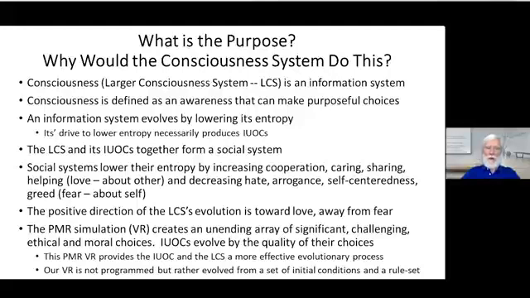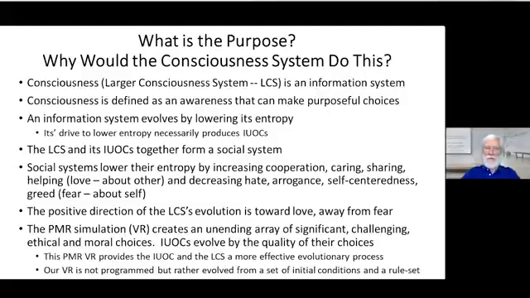Okay, so the positive direction of evolution. Remember, we said that information systems evolve by lowering their entropy. The positive direction of the larger conscious system's evolution and our evolution as IUOCs is toward love and away from fear. So if you're a system, you want to evolve in the positive direction. It's called evolution. If you evolve in the negative direction, that's called de-evolution, and you come apart. So it gets down to the choice between survival and death. If you continually de-evolve and create more and more entropy, you'll eventually be nothing but entropy, like all the bits are random, and you won't have an information system.